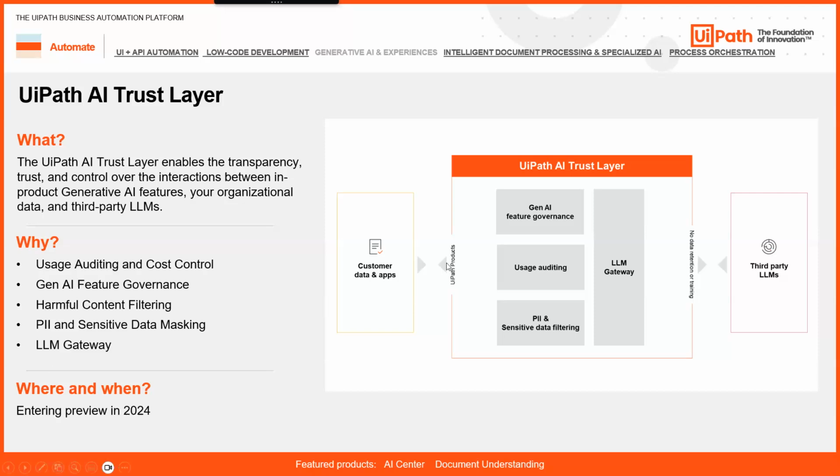for any of the generative AI experiences within the platform. So you'll have your third-party LLMs that we are using to create different experiences and features throughout the UiPath products. They all go through our LLM gateway, and this helps ensure that there's no data used for retraining or retention, so you can be sure that your data is protected. But if you wanted to take that a step further, you will have controls to do things like generative AI feature governance, usage audit, cost control, harmful content / PII and sensitive data masking, as well as a little bit more control over how those experiences are used within the platform.